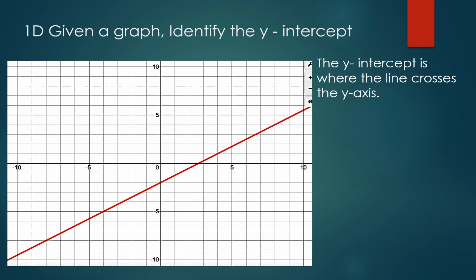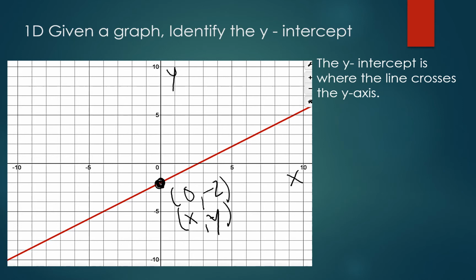Alright, so now we have to identify the y-intercept. First, label your axes. This is the x-axis, this is the y-axis. Now, the y-intercept is where the line crosses the y-axis. So, looking at the y-axis and looking at the red line, they intersect at this point right here. That means my y-intercept happens to be 0, -2, because my x is 0 and my y is -2.